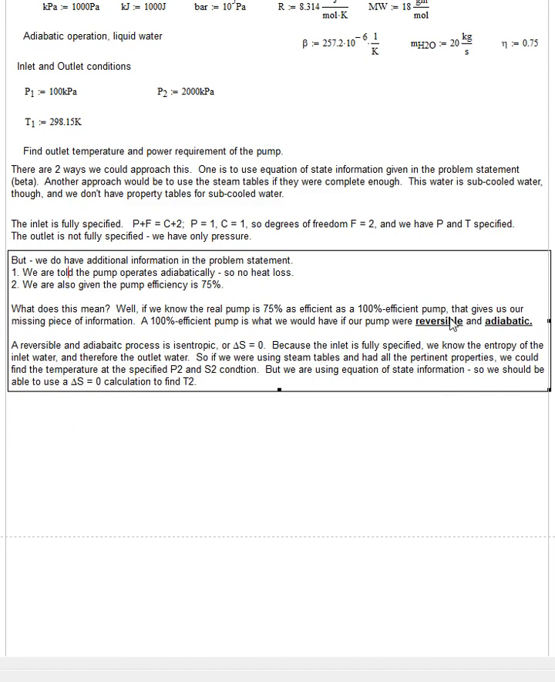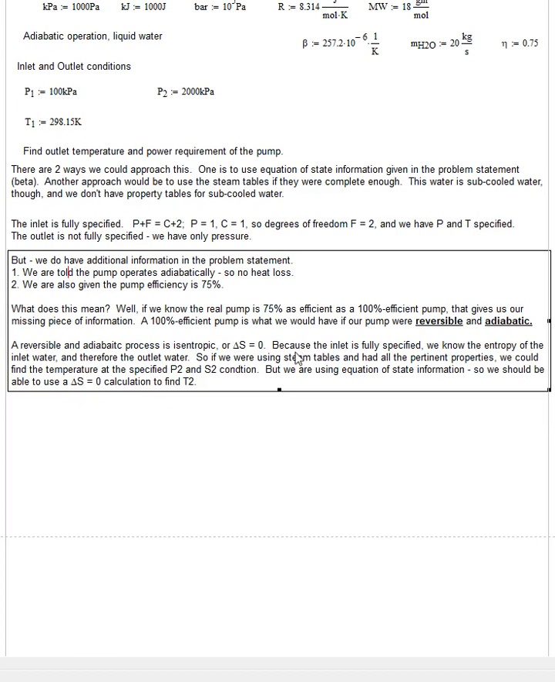If you see the two words reversible and adiabatic next to each other in any kind of sentence in a thermodynamics problem, the first thing you should think about is that this process that's reversible and adiabatic has a delta S equal to 0, or it's isentropic. So our 100% efficient pump is operating reversibly and adiabatically, and it's isentropic. If we have S1 here, which we do, we could look it up or we could calculate it. We know that S2 is equal to S1.